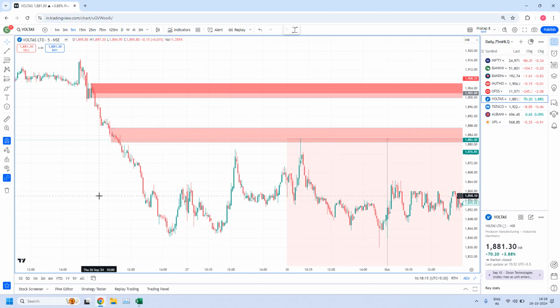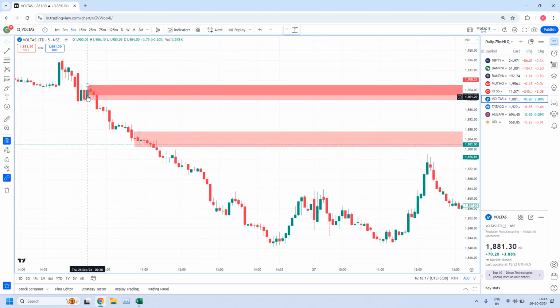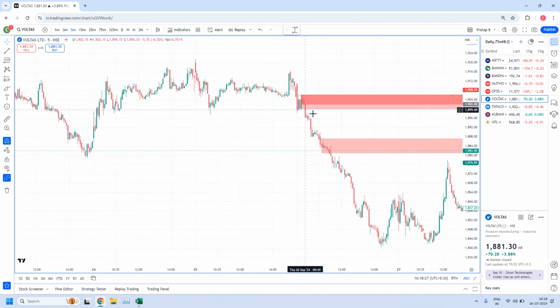This is an excellent fine-tuned 5 minute zone. Rally, base, drop. This is a 15 minutes trap, not 5 minutes trap. This 15 minutes trap is having institutional order flow at 5 minutes. That's why you have to accept this as a 15 minutes bull trap.